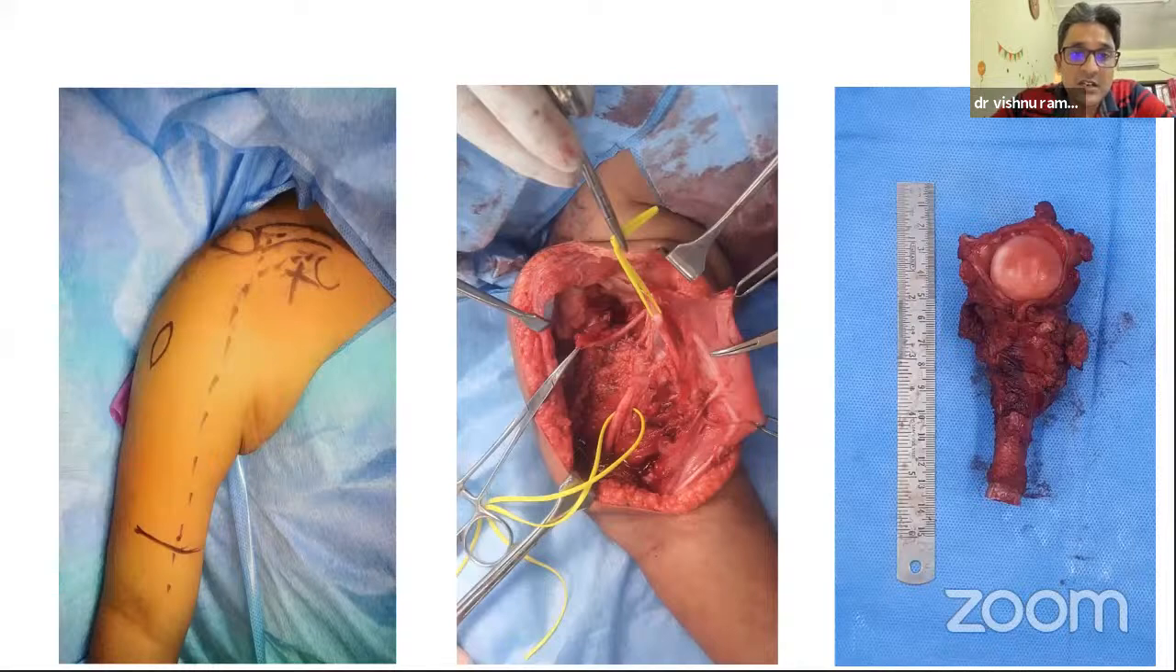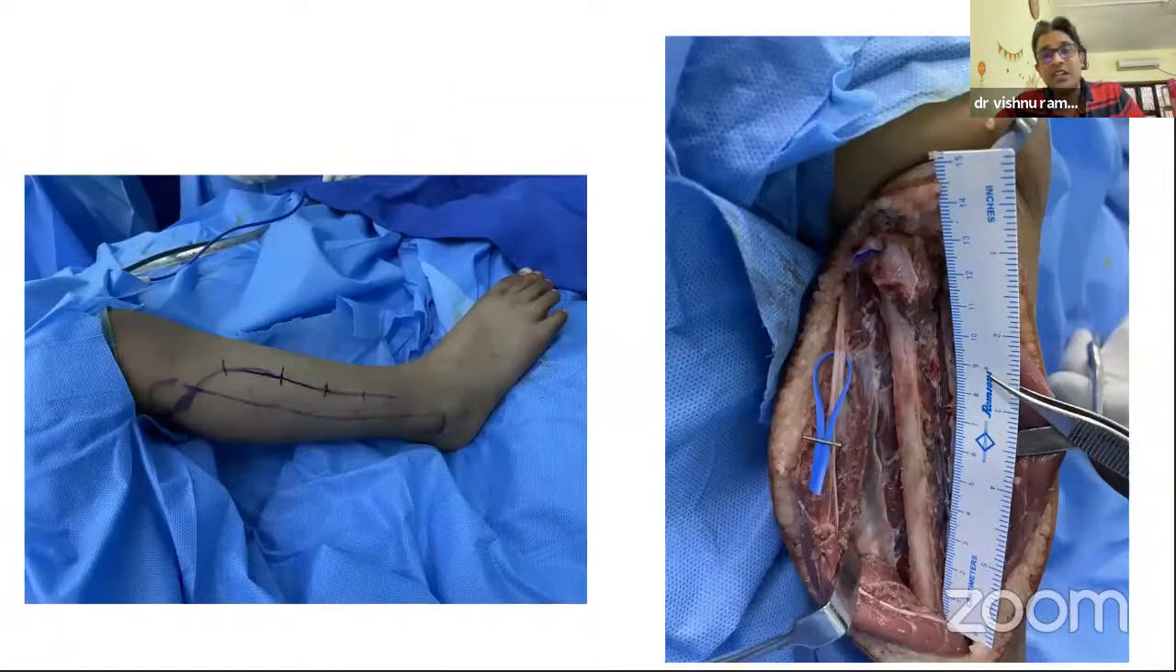We have saved the musculocutaneous nerve. This is the median nerve. You can see the radial nerve, and this is the resected specimen. Next. Now in this, the variation that we used is that, because the child is very small, the epiphyseal vessel is going to be really small. So what we did in this case is we resected the anterior tibial artery right from its origin, which was going up to almost 3/4 the length of the fibula.